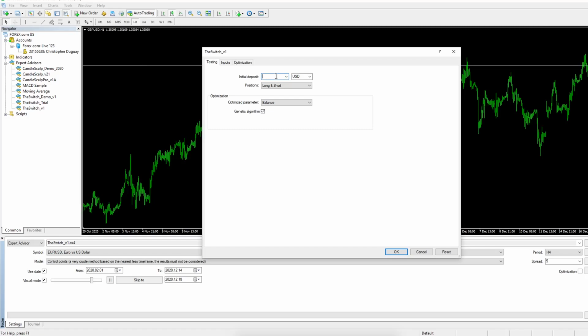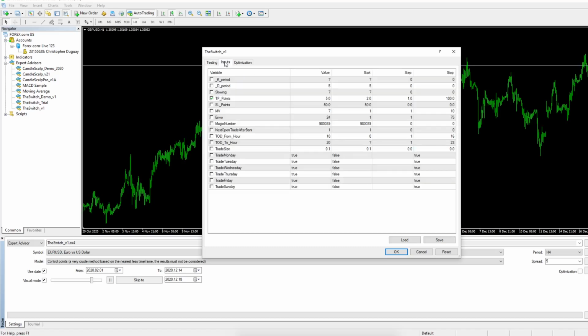So basically, let's just say we have like $2,000 or something to spend. Okay, initial deposit. So that's initial balance. You don't want to spend the whole entire $2,000. You want to kind of nitpick that. Okay, let's go to inputs.